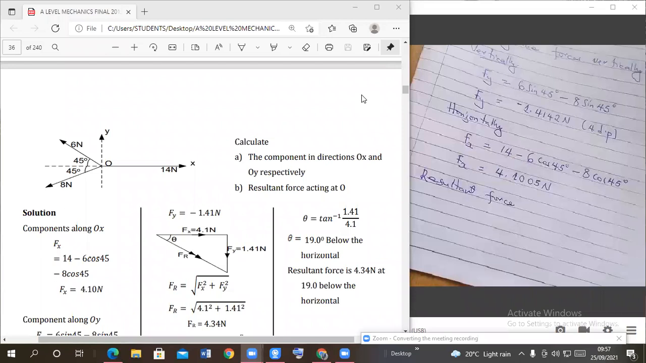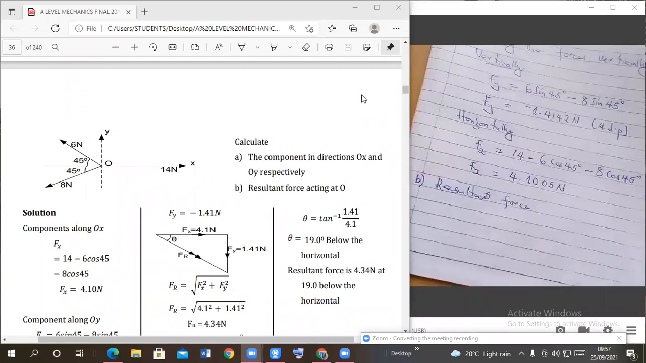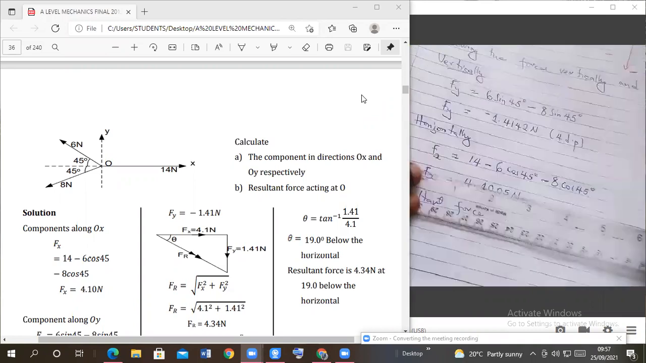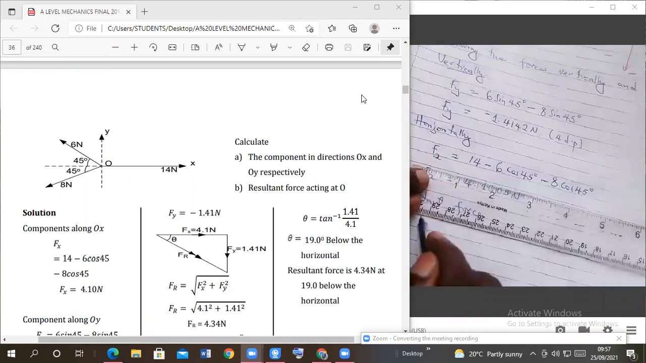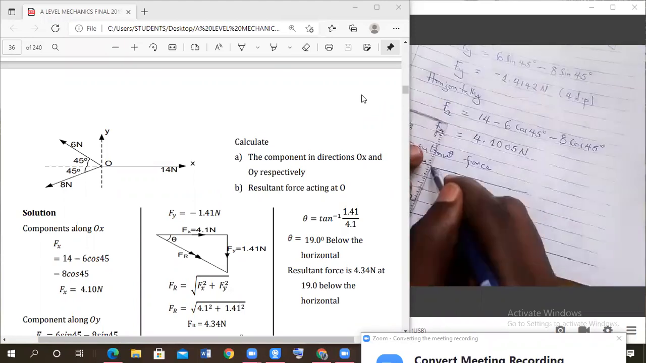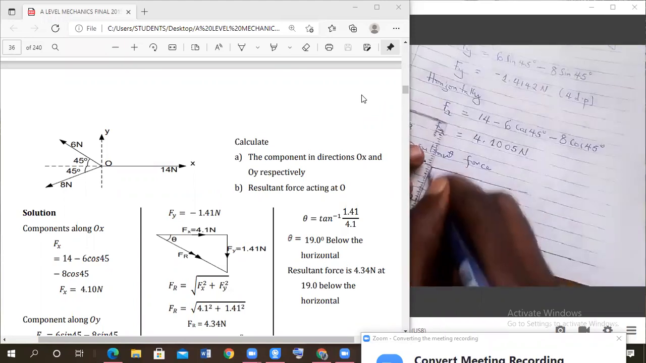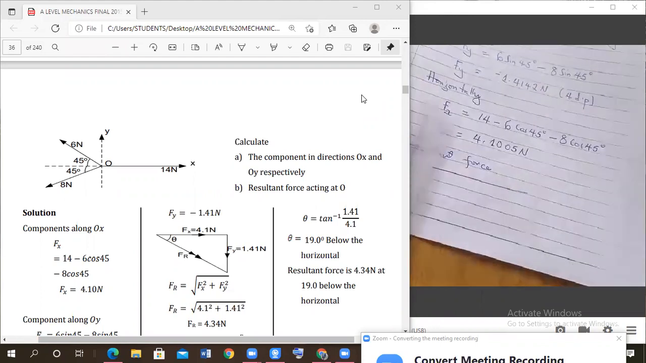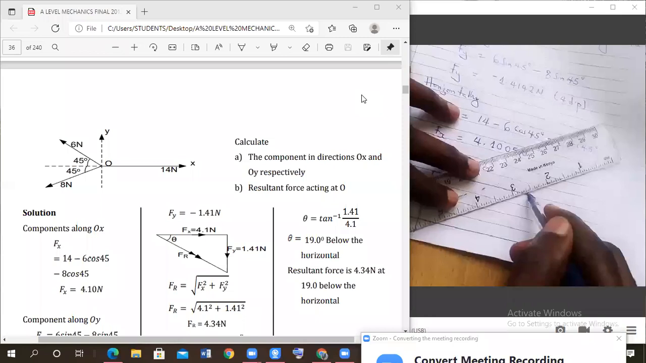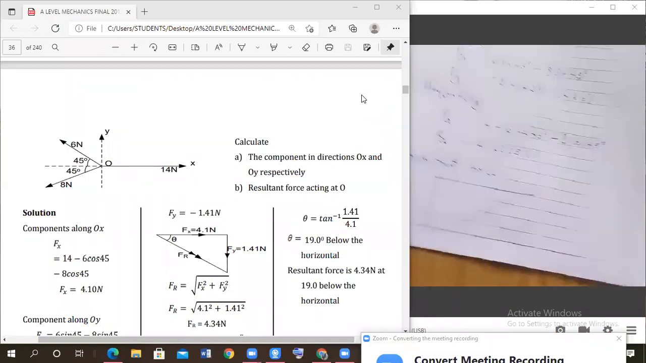Yes, members? They want us to find the resultant. Let's have a sketch of that. X is positive, so our sketch will be like this. Then Y is negative. Like that. That's our sketch.